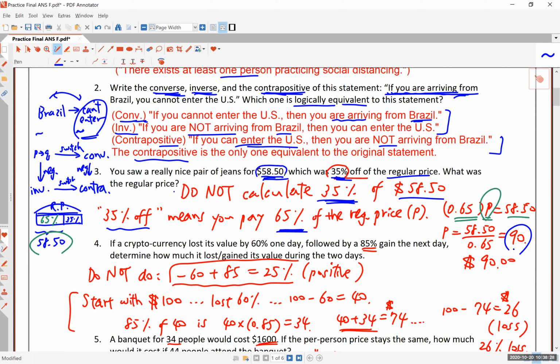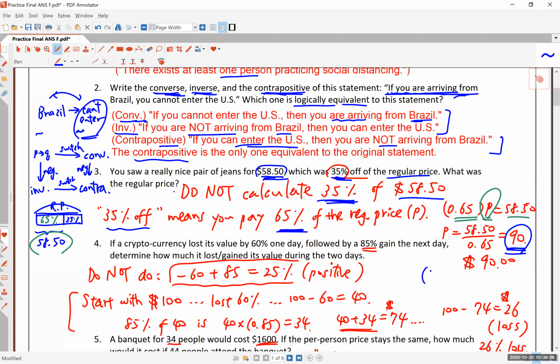Now you can check, you can take $90, okay? Must be a nice pair of jeans, because I wouldn't pay $90 for a pair of jeans, as my family knows. But if you get $90, and if you take out 35% of it, then you would be able to get the right answer here.